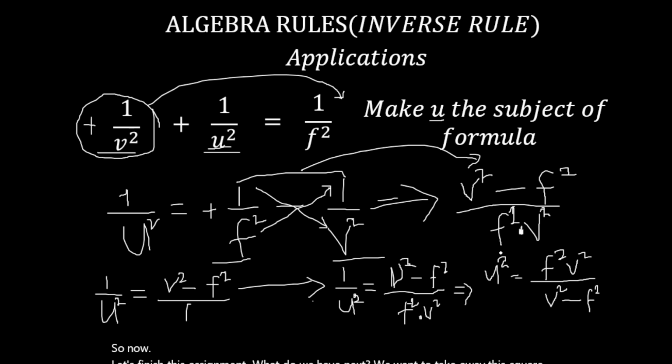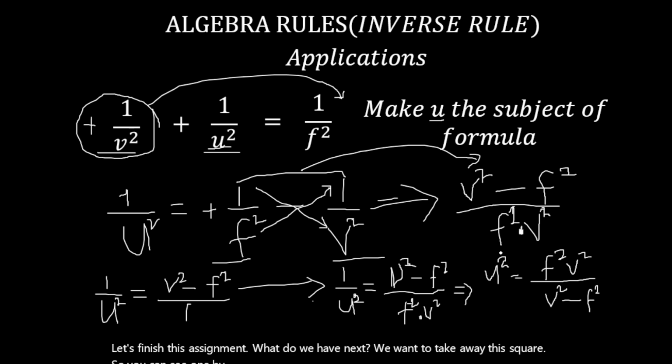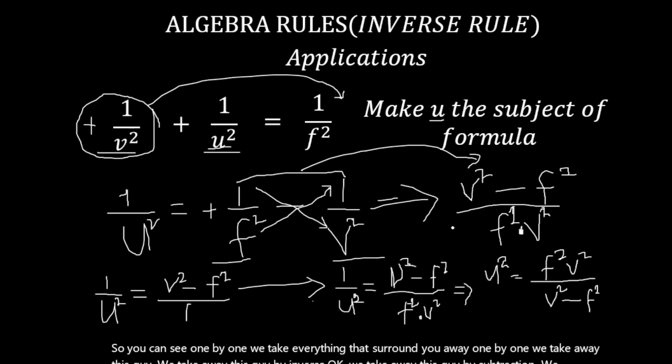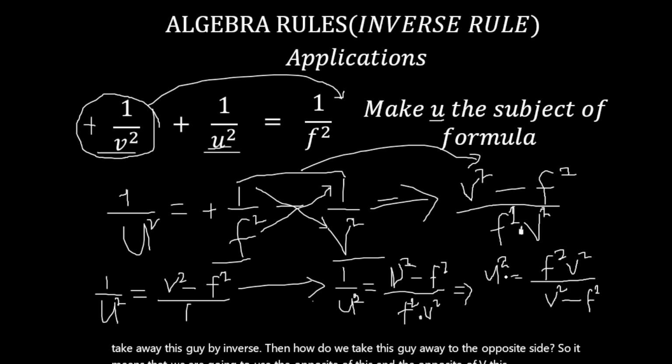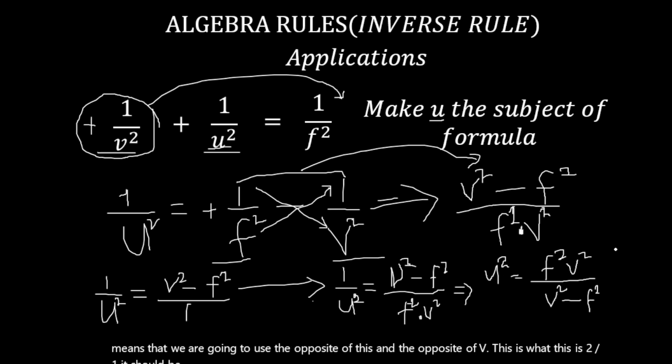So you can see, one by one, we take away everything that surrounds u. We take away this one by inverse, we take away this one by subtraction, we take away this one by inverse. Then how do we take this one away? To the opposite side. So we are going to use the opposite of this, and the opposite of this is 2 over 1. When it gets to this place, it will become 1 over 2.